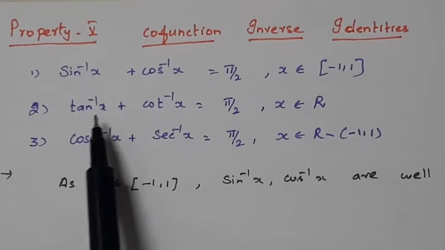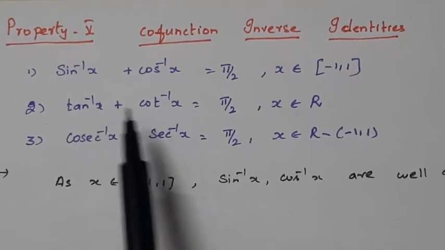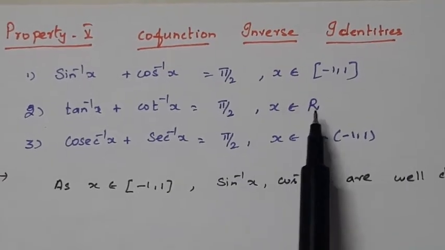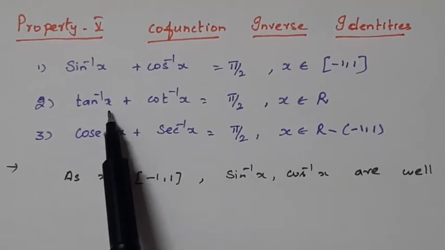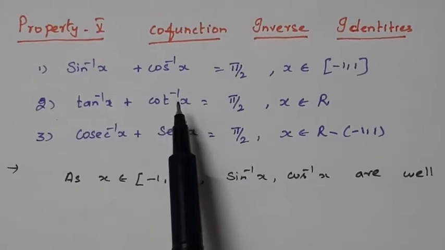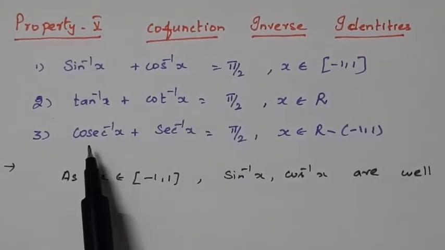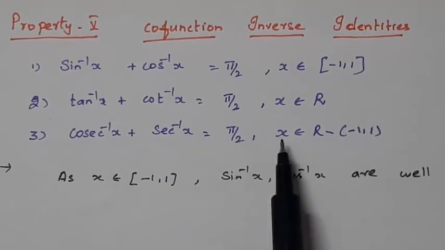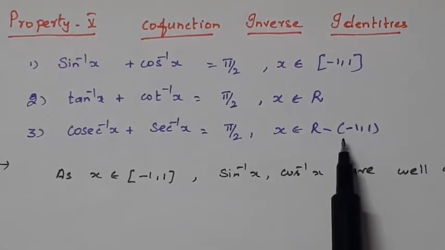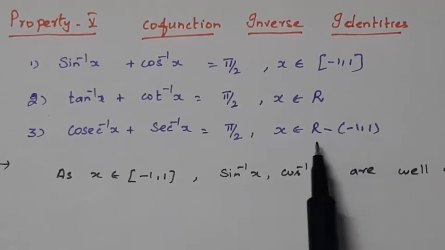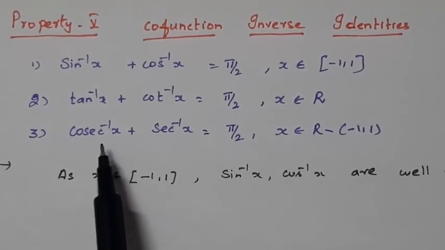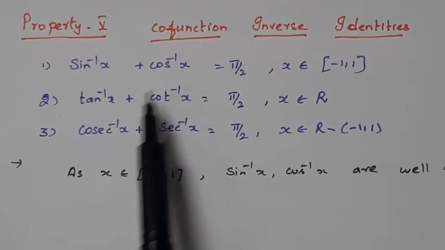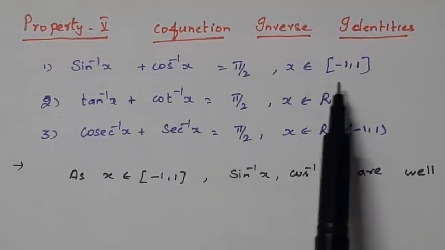Similarly, what is the second identity? Tan inverse of x plus cot inverse of x is equal to pi by 2, where x belongs to R, where R is the domain of both tan inverse of x and cot inverse of x. And the third identity is cosecant inverse of x plus secant inverse of x is equal to pi by 2, where x belongs to R minus the open interval minus 1 comma 1. This is nothing but the domain of cosecant inverse as well as secant inverse. So they have been paired, okay, as they have the same domain.